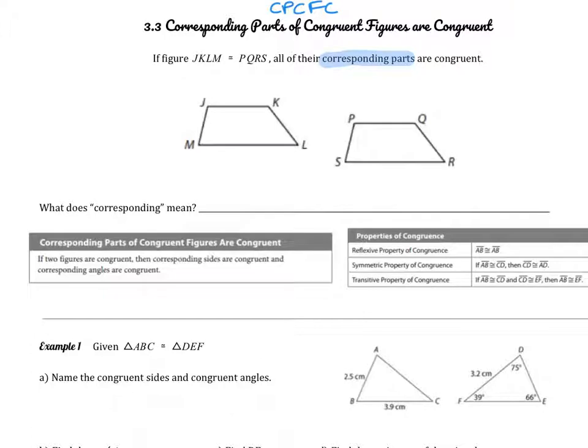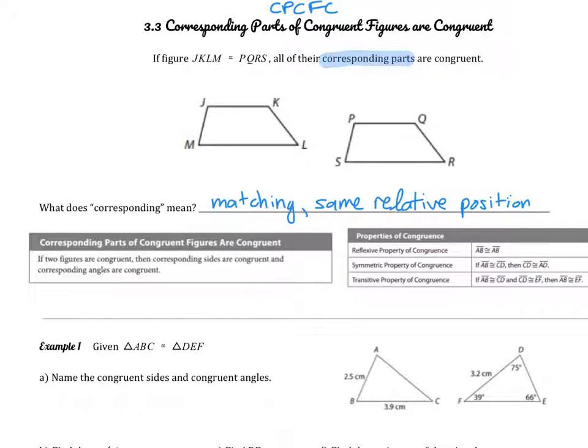Corresponding means that they are matching, they go together, and they are always going to be in the same relative position. We've talked about the fact that the way you name a figure is really important because we want to make sure the corresponding parts match. So if you say JKLM and then PQRS, that implies that J corresponds with P because they are in the same relative position. They're first. K goes with Q because they're in the same relative position, and so on and so forth.